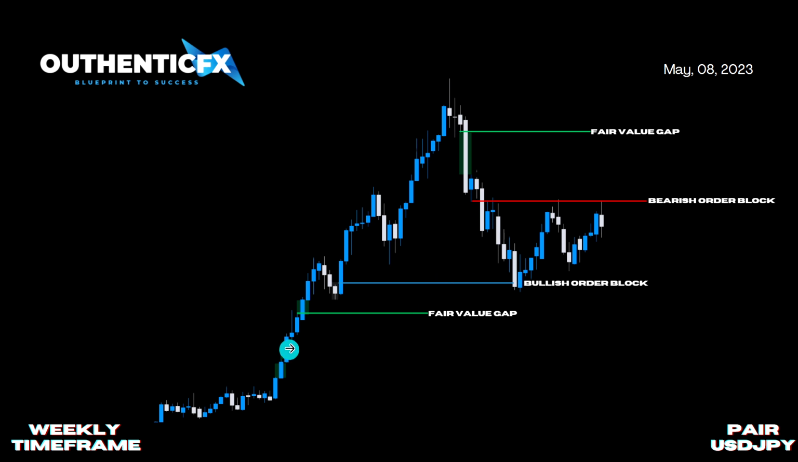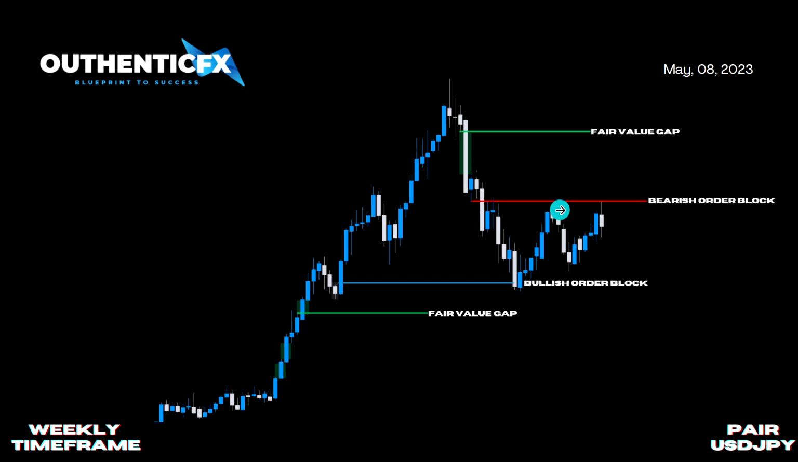So we've got our institutional pattern, which is a fair value gap, followed by our order block, which is a bullish order block. A bullish order block is basically the last down candle before the major move up, right? Followed by a fair value gap here, which we marked off in this green zone, and a bearish order block, which created the break of structure over here. A bearish order block is basically the last up candle before the major move down.